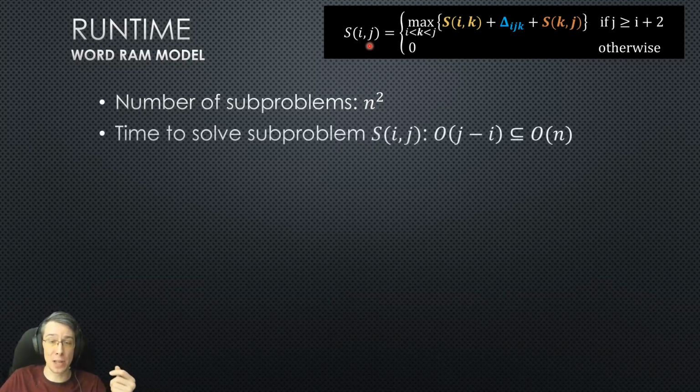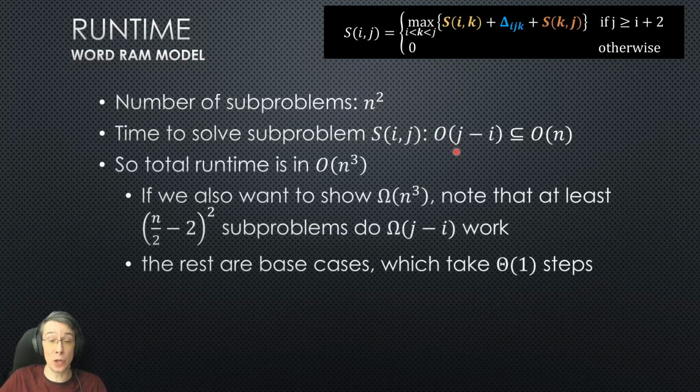How much time does it take to solve subproblem S_ij? Well, for S_ij, we need to do some constant amount of work for each k. How many k's are there? There are approximately j minus i k values. So this is order j minus i, and of course, if we're only looking for a big O expression, j minus i is less than or equal to n. Right? j minus i is less than or equal to j, which is less than or equal to n. So this is big O of n to solve a subproblem naively, and there are n squared subproblems. So we can trivially get order n cubed runtime, at least if we only care about a big O expression.